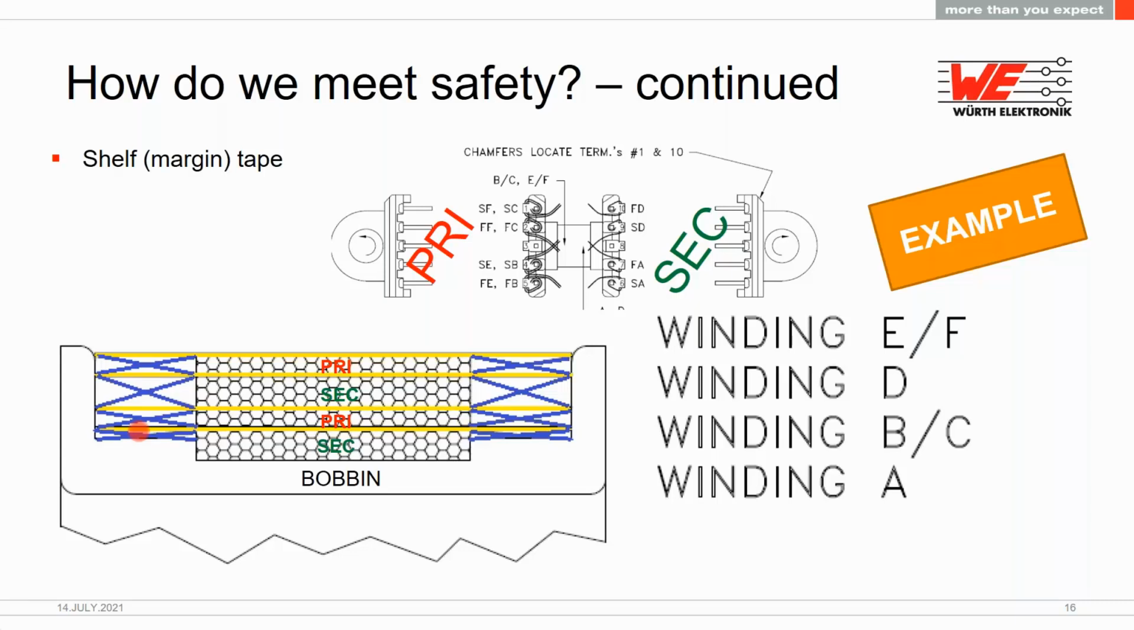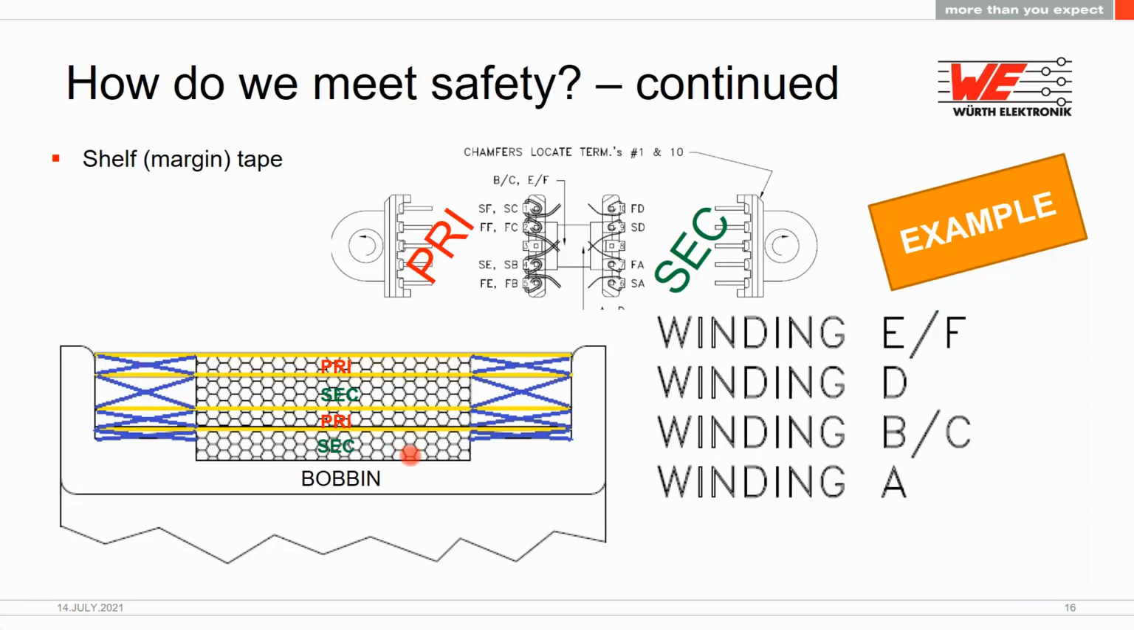This shelf tape will need to be the appropriate width to provide the full creepage and clearance distance between adjacent windings. The way this type of method works is for this first winding, we would first place the shelf tape along both bobbin flanges, wind the secondary winding between the shelf tape, and then cover this winding with a full width tape as shown here in yellow.